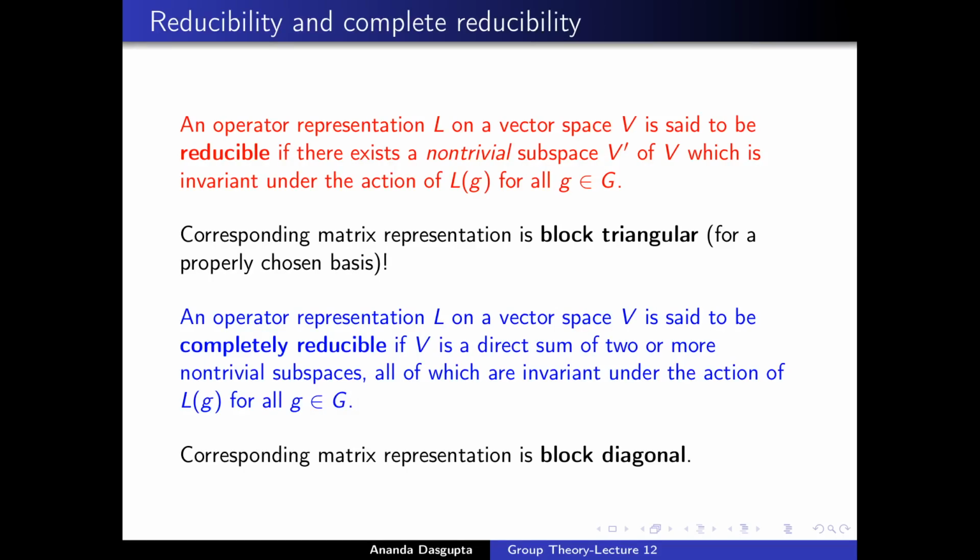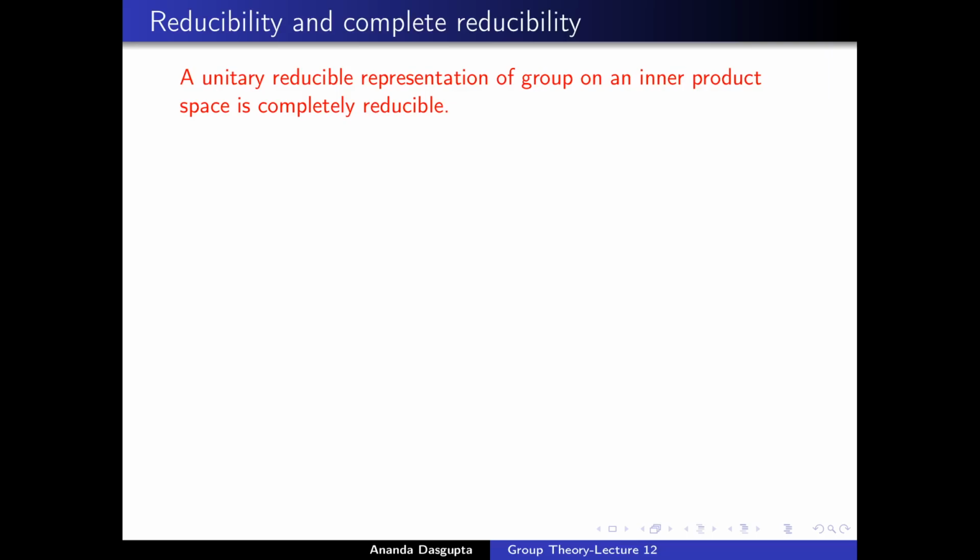Now, while we are trying to be very precise in carefully distinguishing between reducibility on the one hand and complete reducibility on the other, as it so happens, the distinction is primarily academic, at least for a large class of groups. And the reason behind that lies in a theorem that we are going to talk about now. This theorem simply states that a unitary reducible representation of a group on an inner product space must be completely reducible. So if you have a unitary representation of a group, of course, for a representation to qualify as a unitary representation, the underlying vector space must have an inner product defined on it. And if you have such a representation which is reducible, then it is automatically completely reducible.